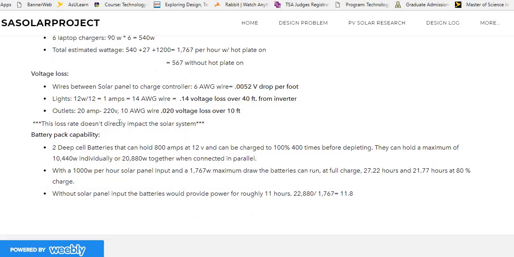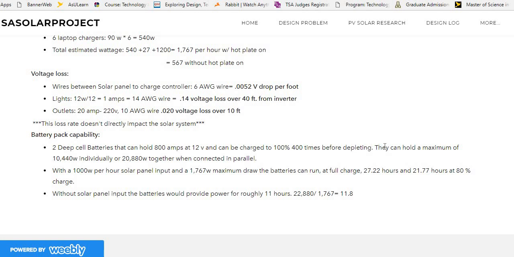Below this we have the voltage loss. The wires between the solar panel and the charge converter, which we are using 6-gauge wires for, calculated out to be about 52 thousandths of a volt drop per foot. That basically came out to a minute number that didn't directly impact the solar system. The lights would draw about 1 amp of electricity, which led me to determine it was 14 gauge wire, which would equal about 4.14 voltage loss over 40 feet.